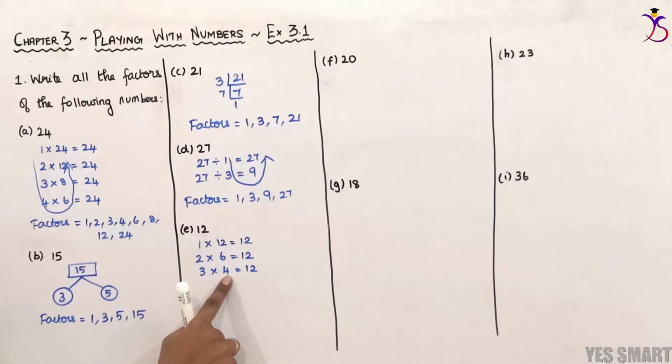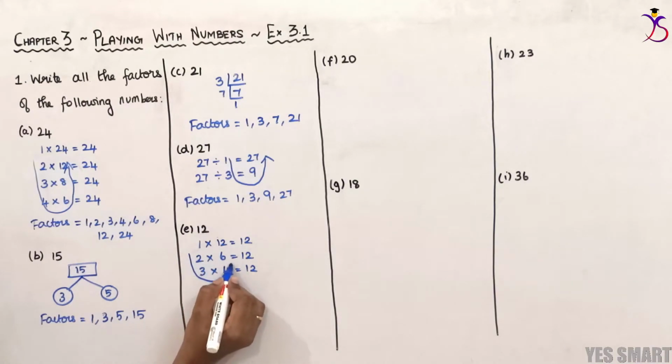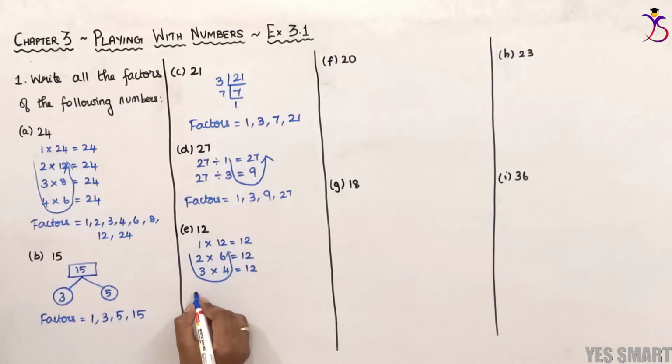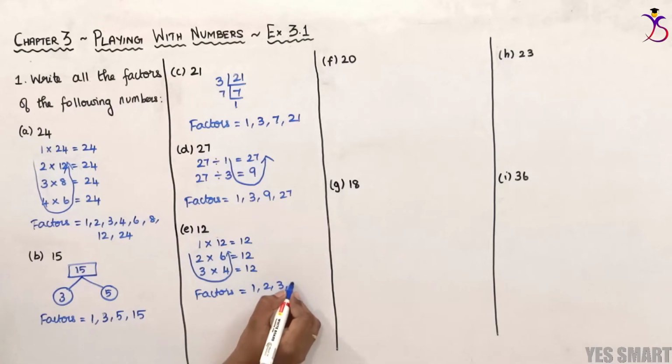Now after 3 we have 4 which is already written there. Hence if you write the 4 table then it will be a repetition. Therefore we can stop it here. Factors equal to, we are supposed to write it in this fashion so that the factors are in ascending order: 1, 2, 3, 4, 6 and 12.